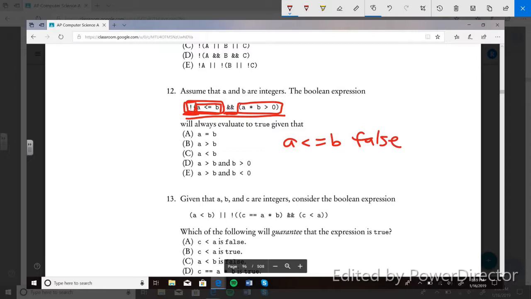So this actually means that A must be greater than B. And for this one, A times B has to be greater than 0, which means both A and B have to be positive. So since A is greater than B, B must be greater than 0. So the correct answer choice would be D.